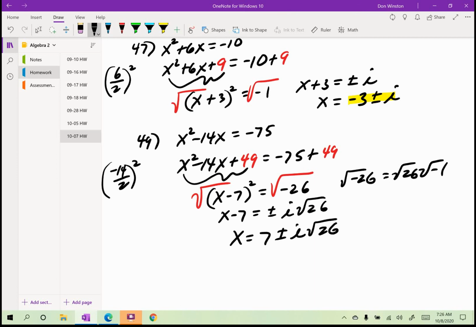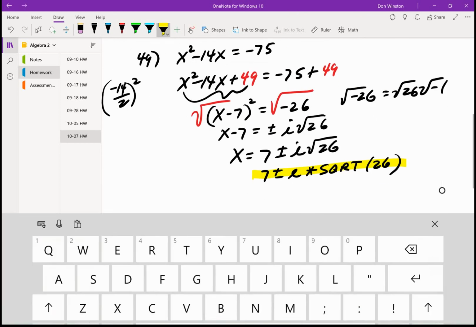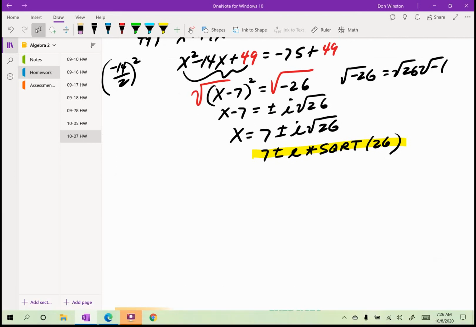Now on Schoology, on the practice exam or on your exam, you will enter 7 plus or minus i times square root of 26. Because there's no key for you to enter square root, that's the way you would enter that: 7 plus or minus i times the square root of 26. Okay, so that was those problems there. Now let's go on to the other problems here.